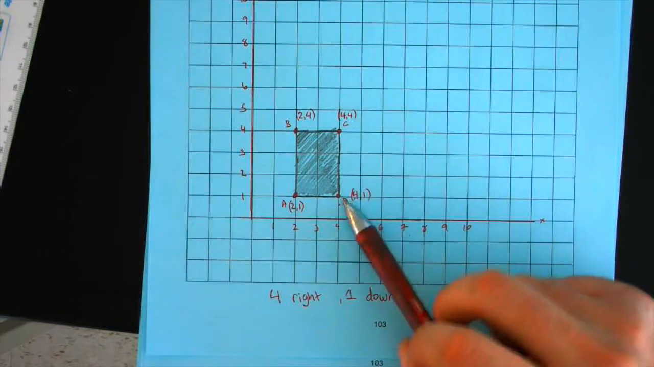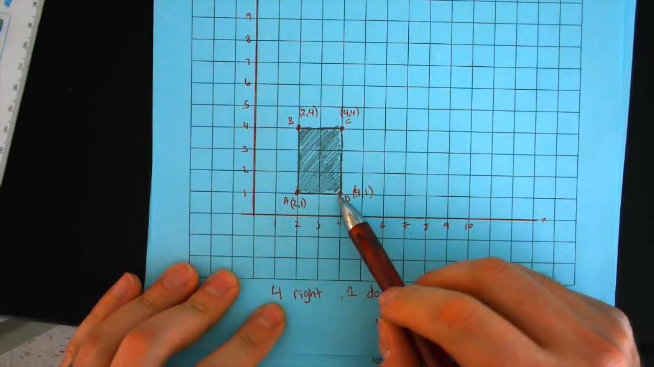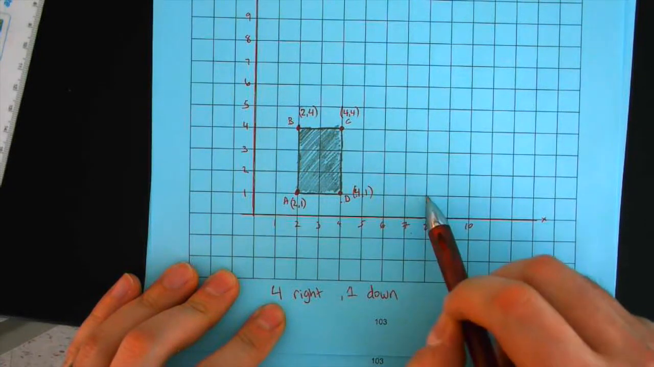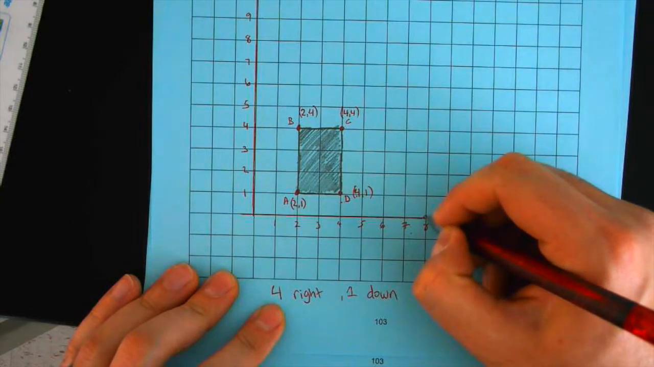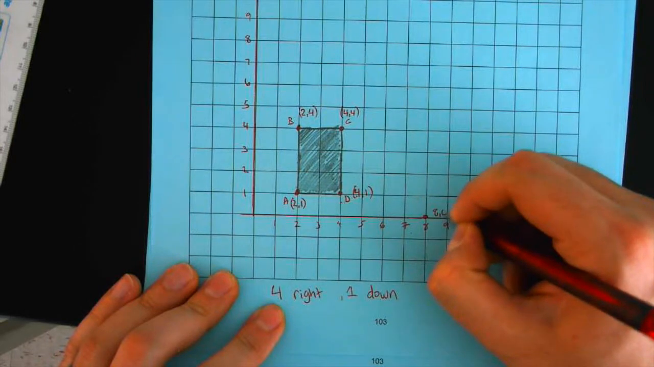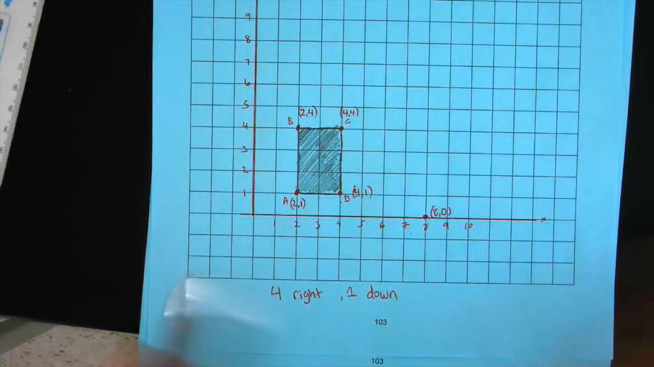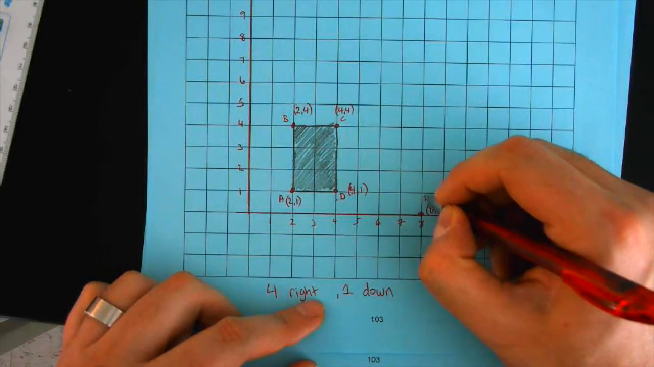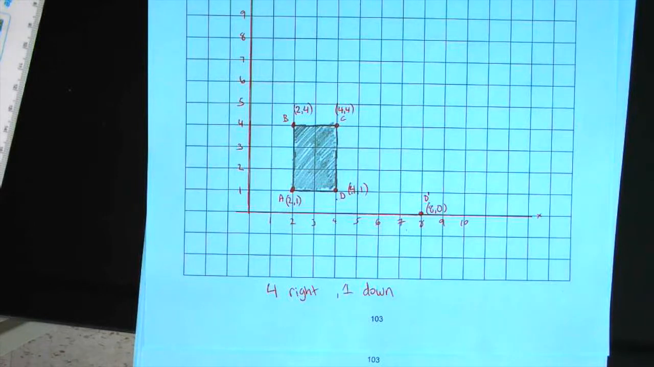So if I pick point D and I move it 4 right, 1 down, it goes 1, 2, 3, 4, and 1 down is here. So D would be 8, 0. Good. And we would label this not as D, but as D with a little 1 at the top. Okay? Just bear with me.